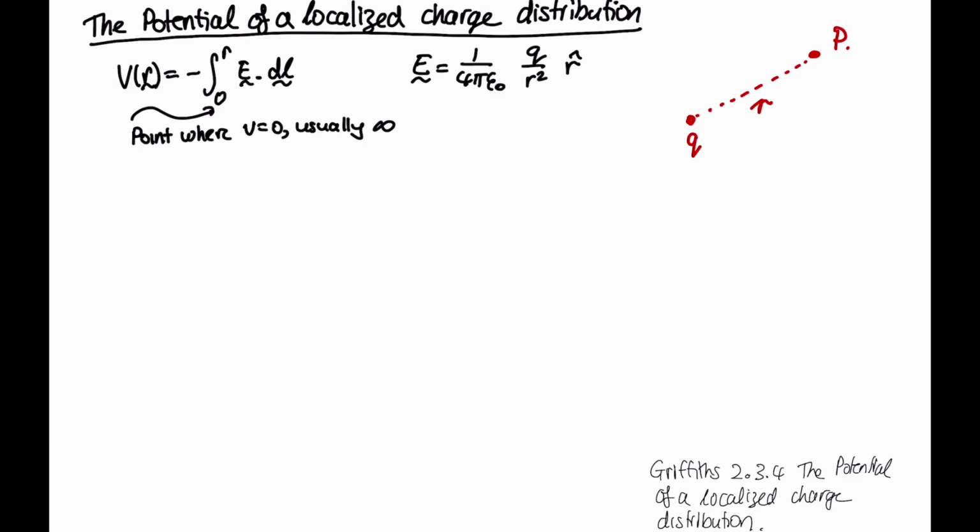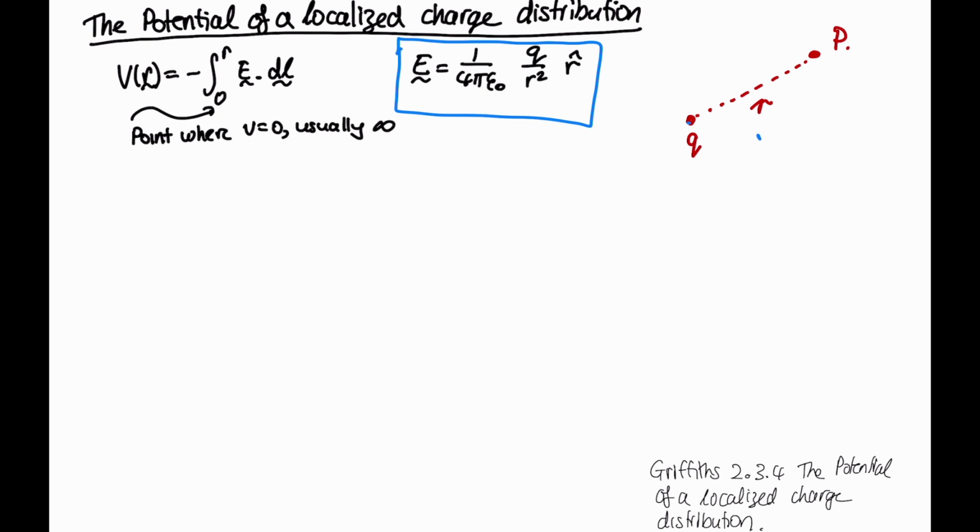So what we're going to consider now is how we can calculate the potential of a localized charge distribution. In order to do this, we're going to start with the simplest case, just a point charge, like I've sketched right here. Remember that we've said lots of times that the electric field for a point charge is given by 1 over 4 pi epsilon naught q, the size of the charge, divided by r squared times r hat. So this gives the direction, which is in a radial direction.